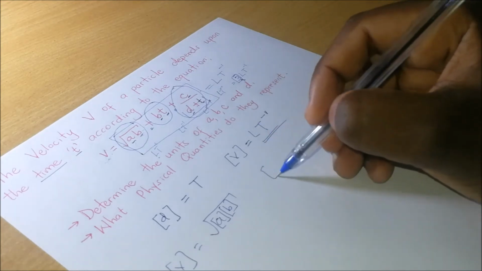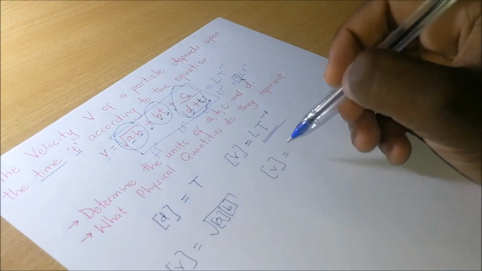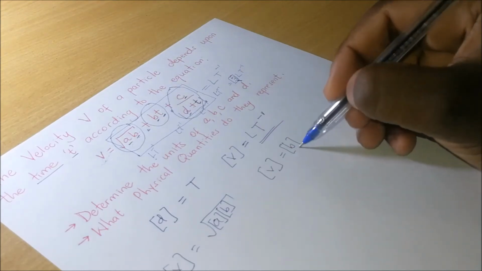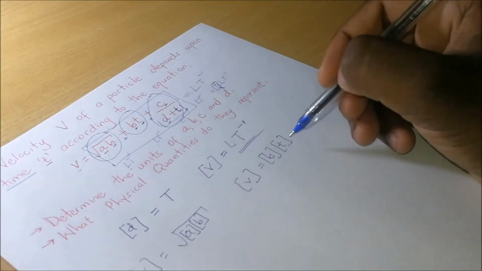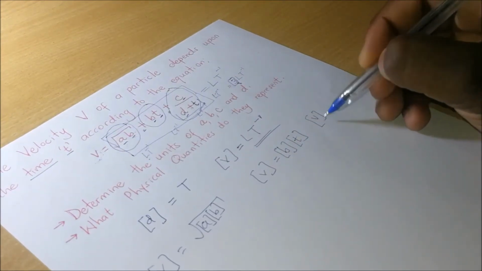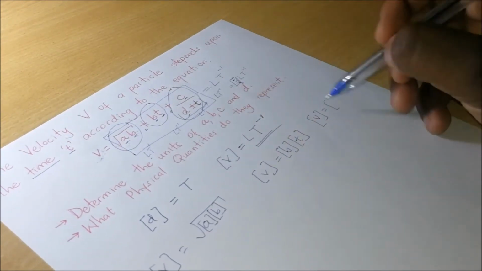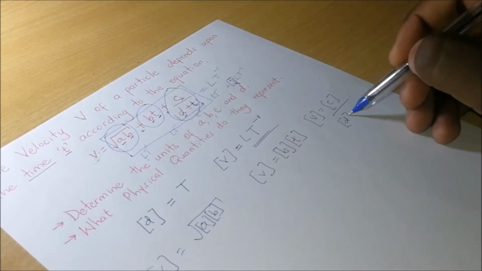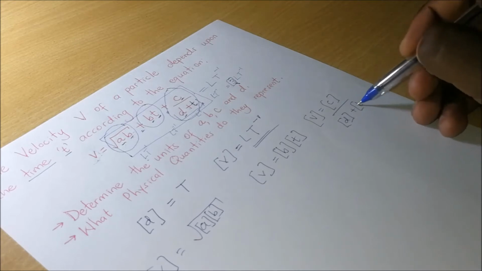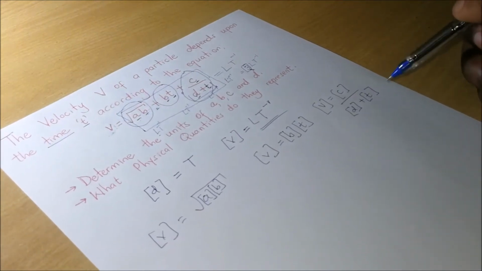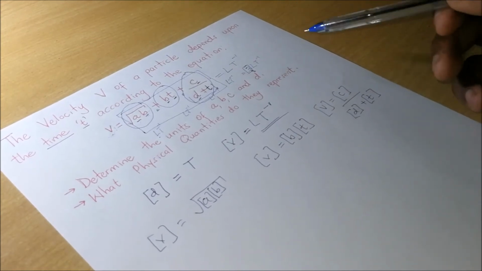It also means that the dimensions of V, which is LT to the power negative 1, are the same as the dimensions of B times T. It also means that the dimensions of V still are equal to the dimensions of C divided by the dimensions of D plus the dimensions of T. So we are going to use that to find A, B, and C.